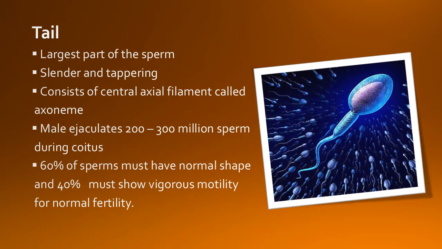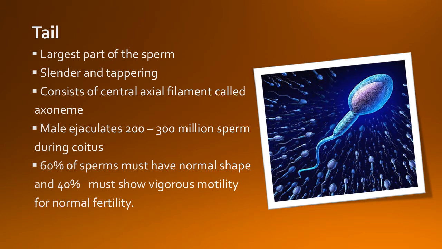The middle piece is followed by a long tail which is the largest part of the sperm. It looks slender and tapers towards the posterior end. It is divided into 2 parts. The first part of the tail is called the main piece and the last part is called the end piece. It consists of an axial filament in the center called the axoneme. The lashing movement of the tail helps in the movement of sperms.